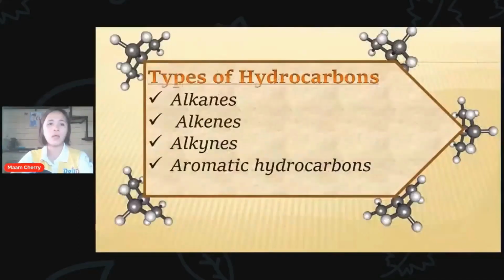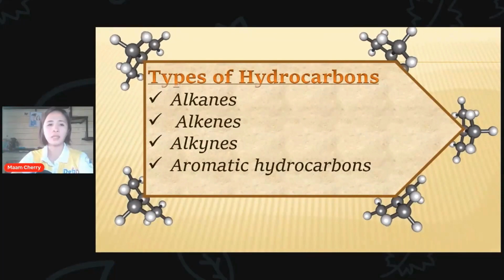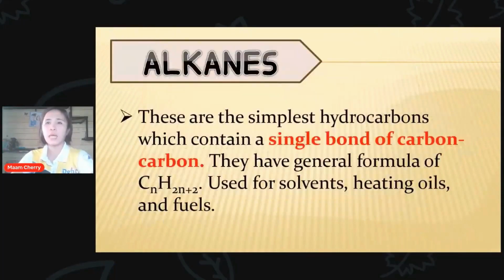Next, types of hydrocarbons. We have here alkanes, alkenes, alkynes, aromatic hydrocarbons. So, isa-isahin po natin yung 4 na yan. Pag sinabi natin alkanes, these are the simplest hydrocarbons, which contain a single bond of carbon to carbon. Single bond lang. They have general formula of CnH2n+2. Used for solvents, heating oils, and fuels. Diba yung example natin kanina, yung butane. Example po iyon ng alkanes.